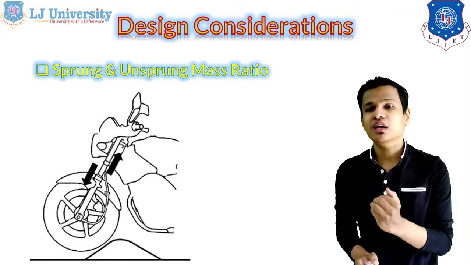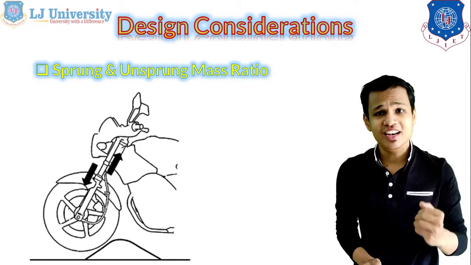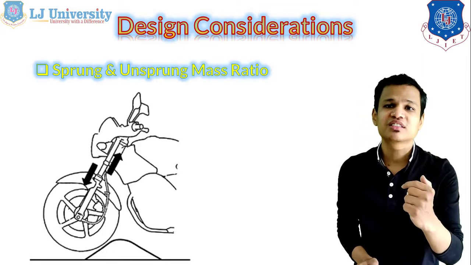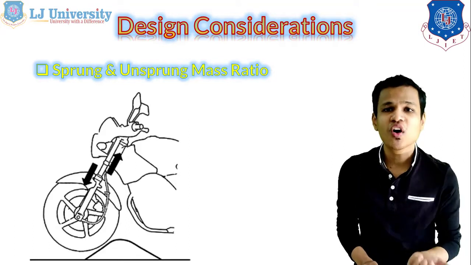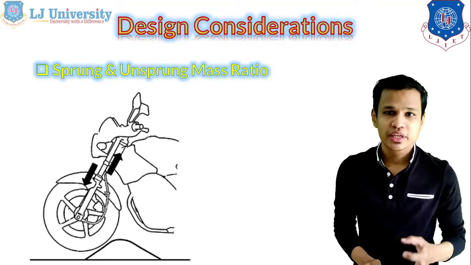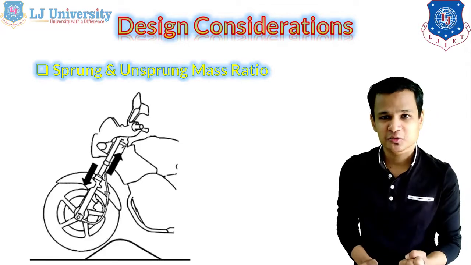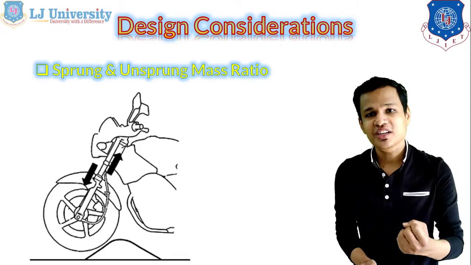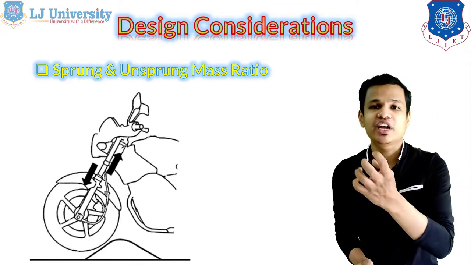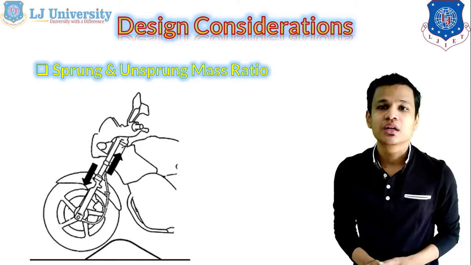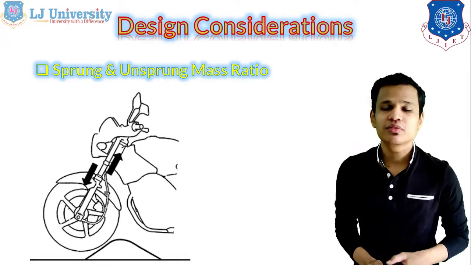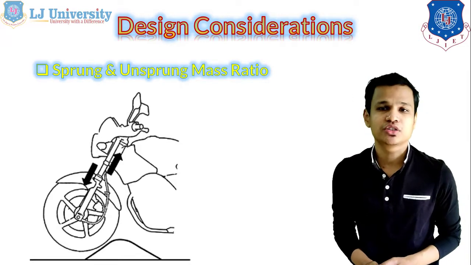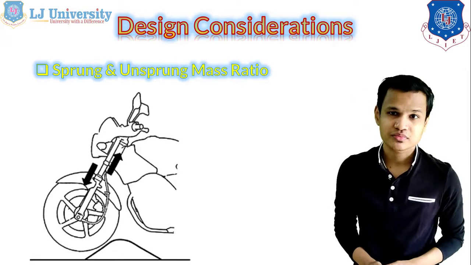If the unsprung mass is too much, then whenever there is a load from the downward side, the load being generated towards the driver will be more. If more mass is below the suspension system, then the suspension will face much more weight or load during rough road conditions. So the ratio of the unsprung and sprung mass should be well balanced.